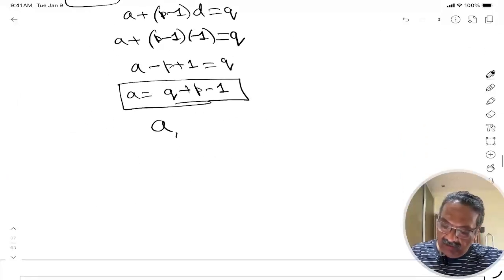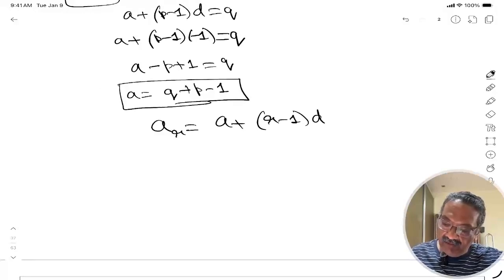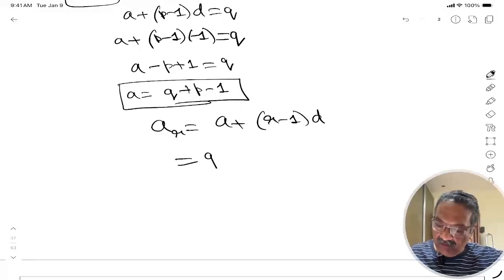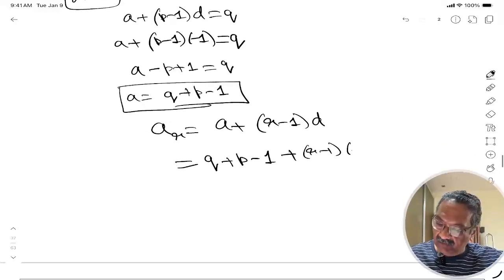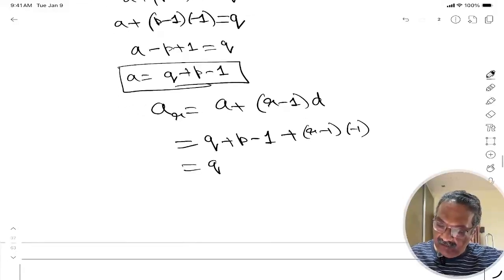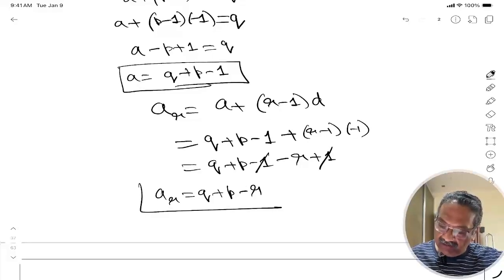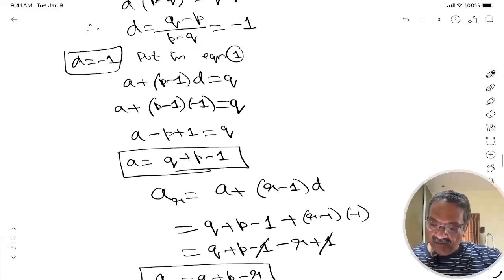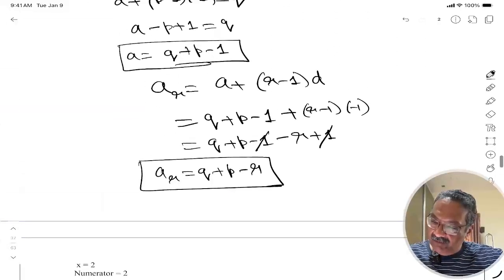So AR is equal to A plus R minus 1 into D. What is A? Q plus P minus 1 plus R minus 1 into D, which is minus 1. So we get Q plus P minus 1 minus R, minus into minus is plus 1. It cancels, so AR is equal to Q plus P minus R. Hence proved. Okay. Now let us come to the next question.